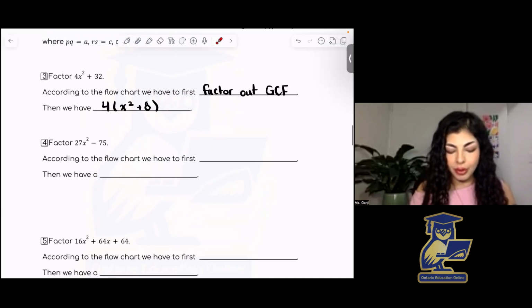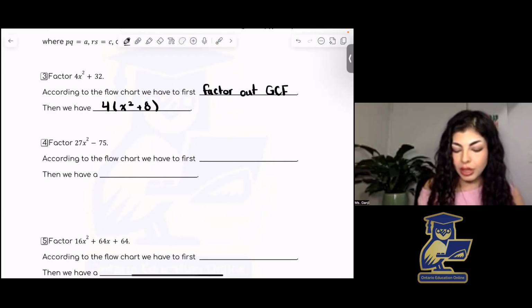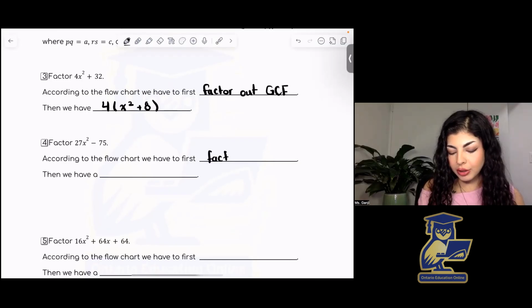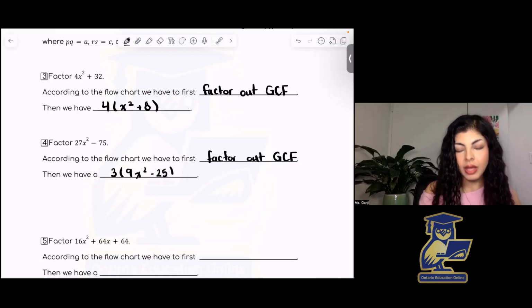The next example, factor 27x squared minus 75. Again, according to the flowchart, we first have to factor out the greatest common factor because they have a common factor. And here, the common factor is 3, which gives us 9x squared minus 25.